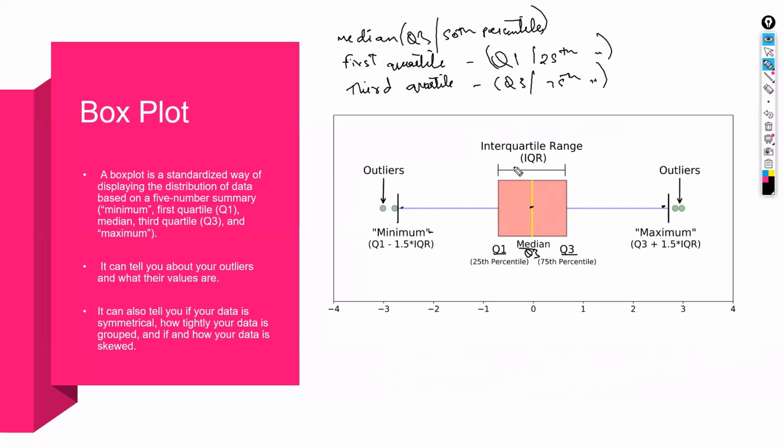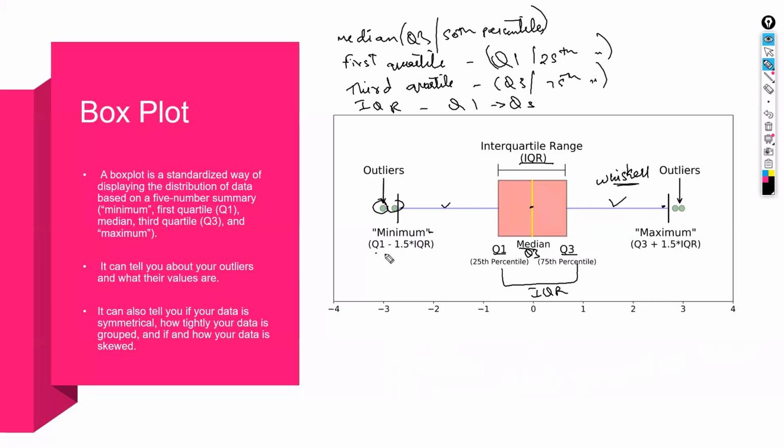Then we have the interquartile range. You can see this here, the interquartile range. It's the range from the 25th to the 75th percentile, from Q1 to Q3. That is our interquartile range, IQR. Now, these lines you can see here are called whiskers. That is the reason why we call it a box and whisker plot. And these green ones, as we all know, are outliers.